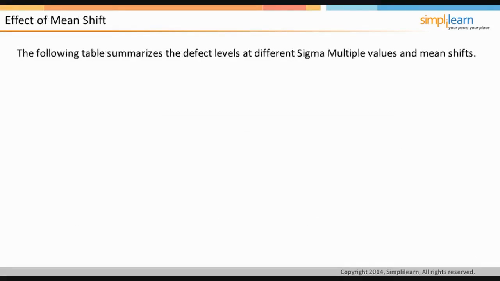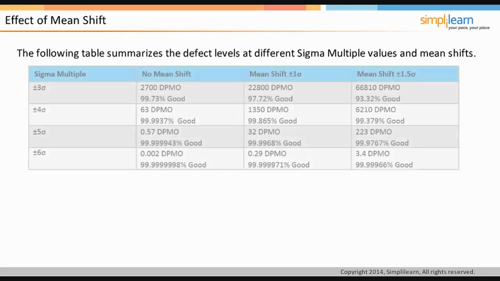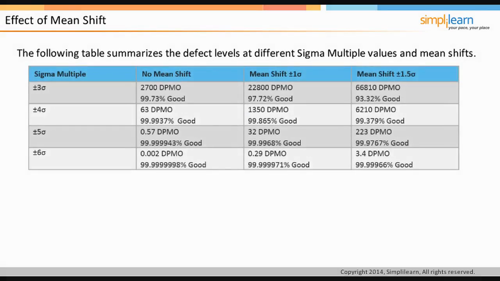Let us discuss the effect of mean shift on the process capability in this screen. The table given here shows the defect level at different sigma multiple values and different mean shifts. From the table, it can be seen that when the mean is centered within the specification limits and the process capability is 1, that is, plus or minus 3s, fits within the specification limits, the DPMO is 2,700, and the probability of a good result is 99.73%.